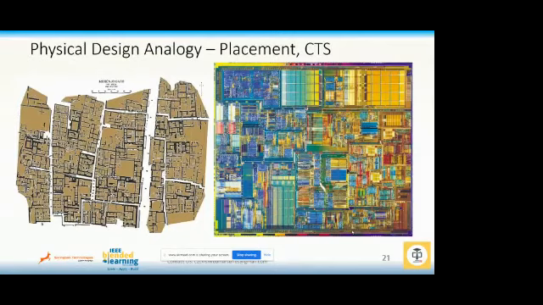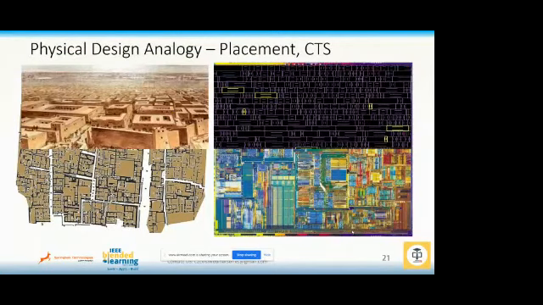So the next aspect is how do we place the houses. Similar analogy, if you take an SOC, you would be placing all the gates. So the next step is once you have power, ground and floor planning all done, then you start placing your houses and buildings in a city. And similarly, you would go ahead and place all your gates and logic components in an SOC.